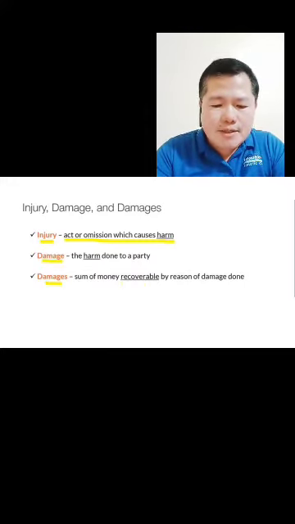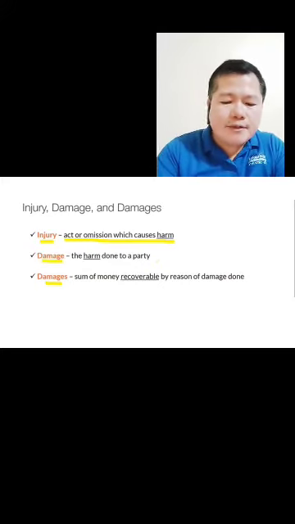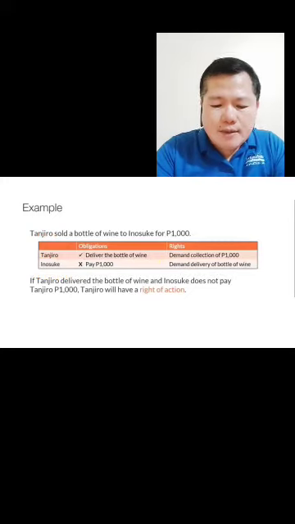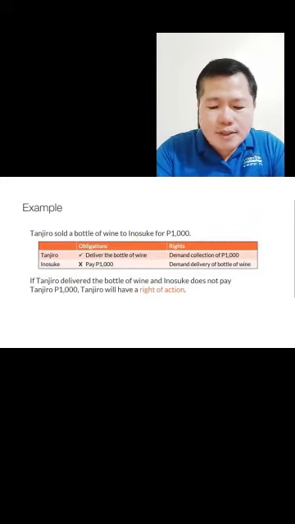So in this slide, I will explain or illustrate so you will understand now. Let's go back to the example between Tanjiro and Inosuke. We have the contract of sale between the two. So in the table, we can see the obligations and rights.